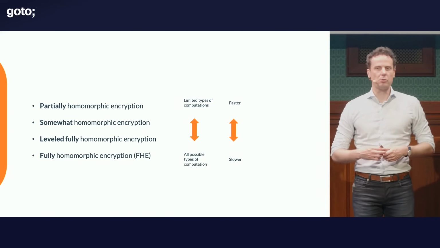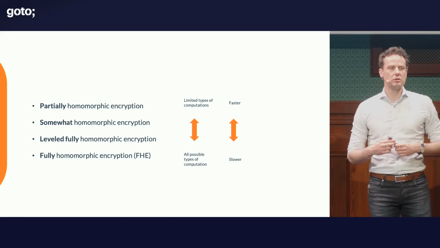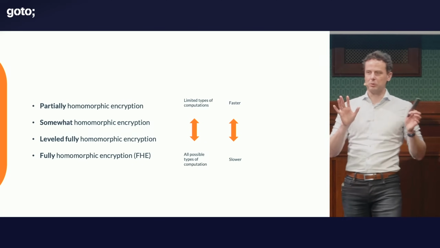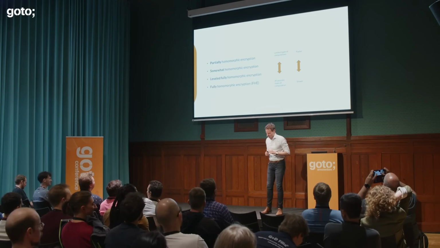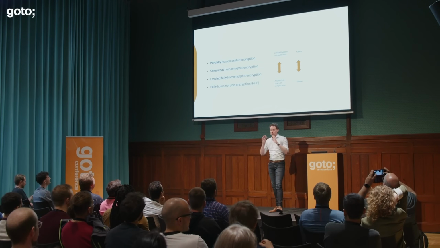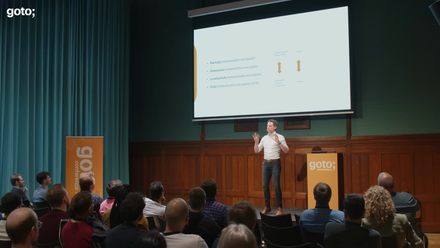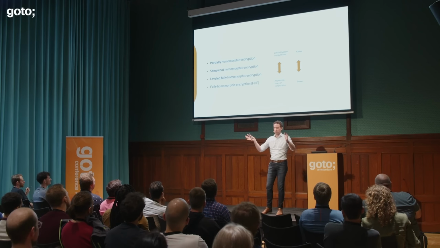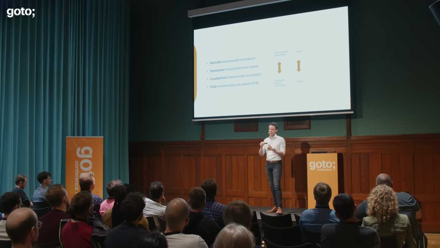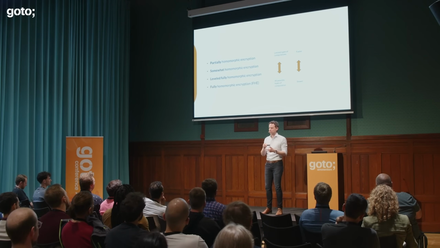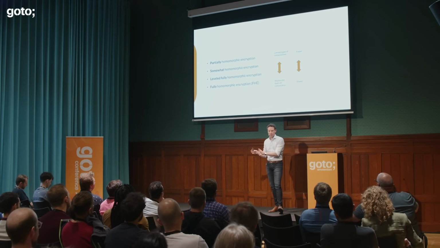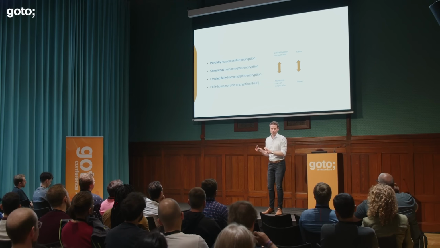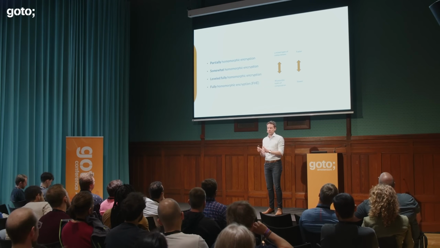Who has heard of homomorphic encryption, by the way? I'm not sure if that's the same three people, but probably. But fully homomorphic encryption allows you to compute anything. So basically, most of you will know, if you can do addition and multiplication, you can compute any function. It might take a long time, but you can compute any function. So with fully homomorphic encryption, that is then possible, which is, in a way, amazing.